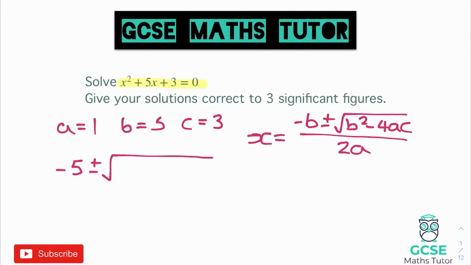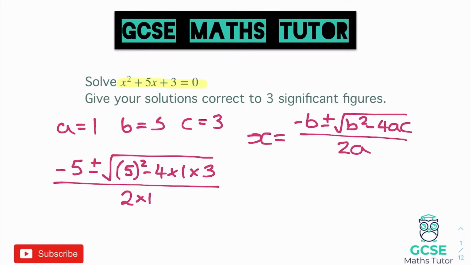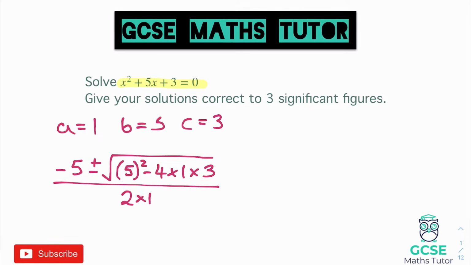Now whenever I'm squaring something in my calculator, I always put it in a bracket. So let's put 5 in the brackets squared. I'll talk about that later on a later question. Take away, and then we have 4 times 1 times 3. And that's all over 2a, which is 2 1s, so 2. I'm going to put 2 times 1 though, just to emphasise the fact that I've substituted that 1 in place. Now there we go, we've put it into the formula. Let's get rid of this formula now, and we just need to actually get our solutions.